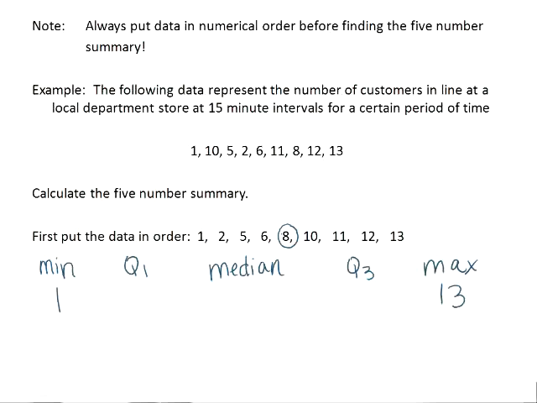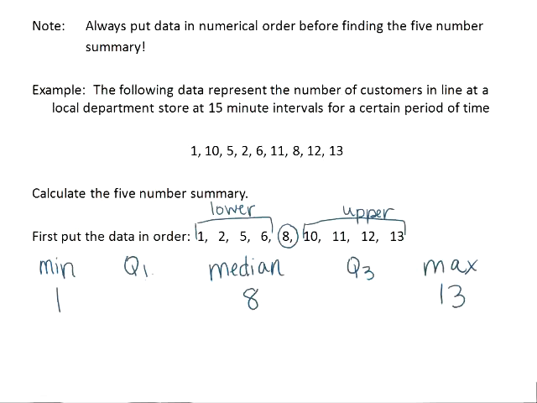Now the median is the number that falls in the middle. Since we have 9 data points, there is one that falls exactly in the middle, and that is the 8. It is important that you calculate the median first, because that divides your data set into the lower and upper halves. So we have the lower half and the upper half, which will help us find Q1 and Q3.